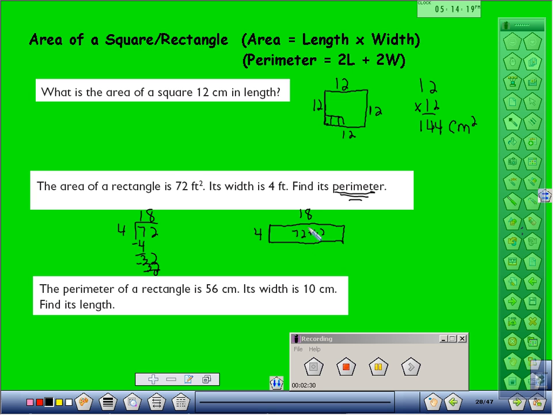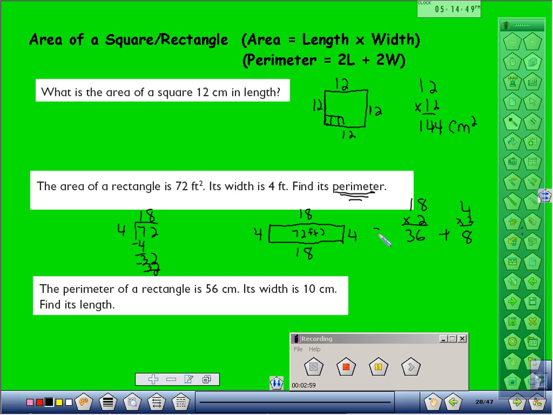Now what else do we know about a rectangle? Opposite sides are the same. So if this side's 4, we know this side's 4. If this length is 18, we know this length is 18. So we can add, or we can use the formula, 2 times length plus 2 times width. So we go 18 times 2, which is 36, plus 4 times 2, which is 8.